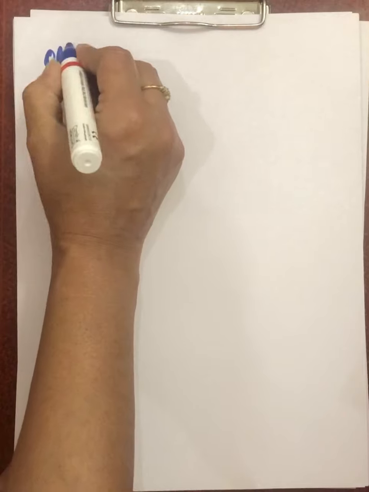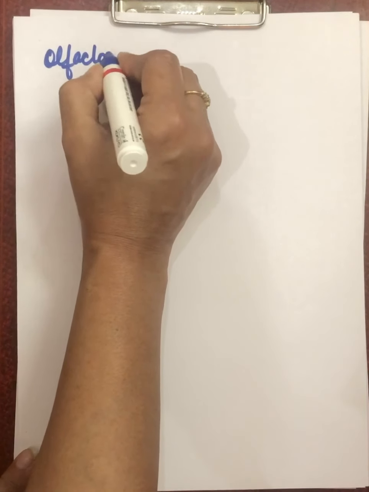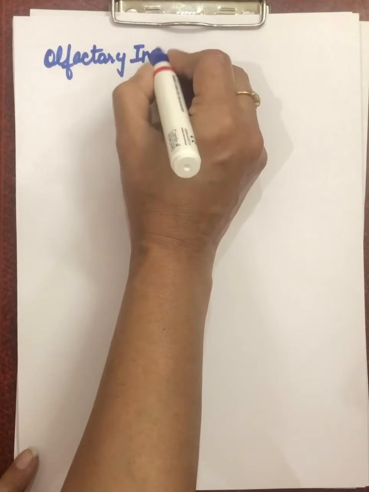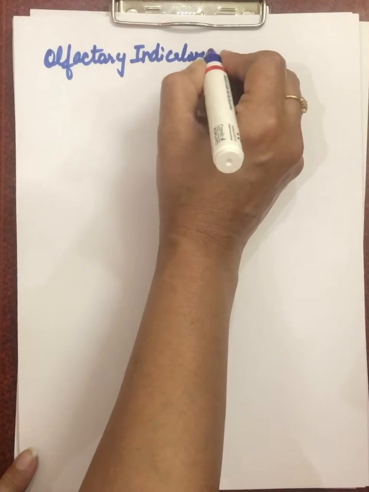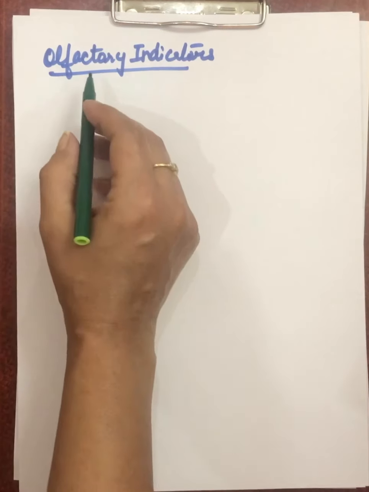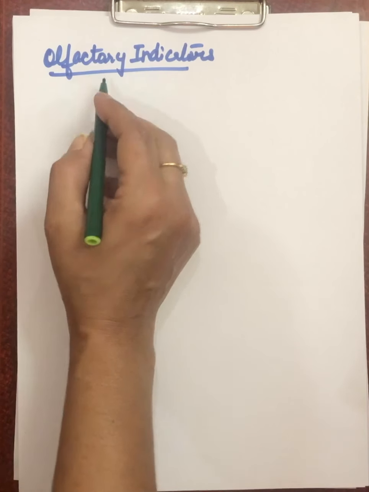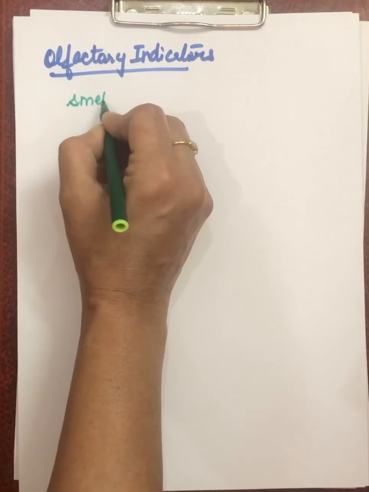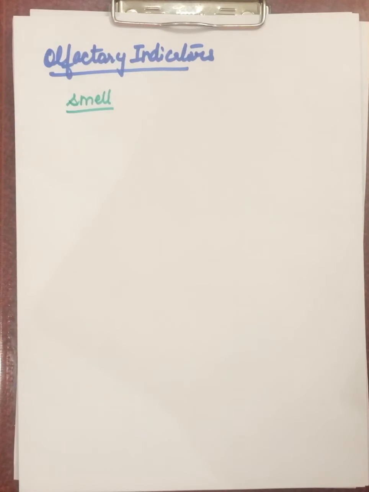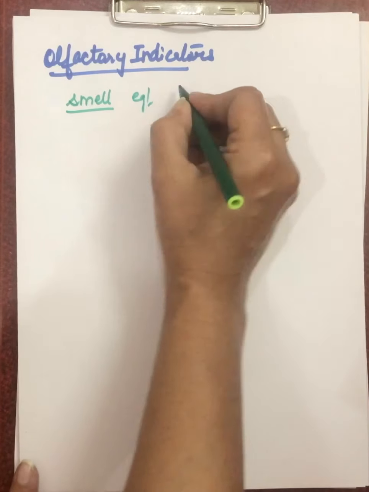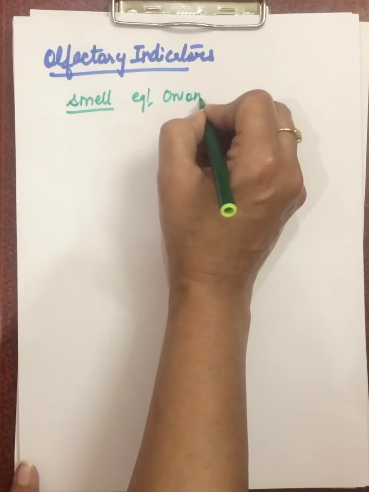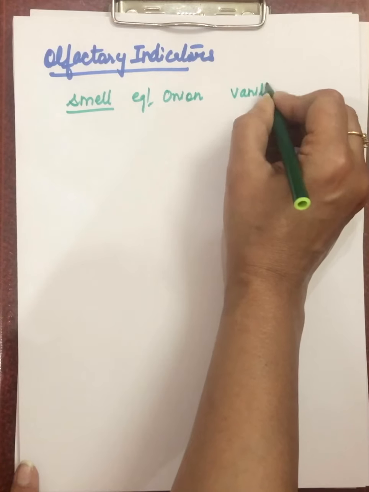Now apart from these, we have one more type of indicators. These indicators are called olfactory indicators. Olfactory indicators means the substances which indicate whether the given solution is acidic or basic by changing the smell. Instead of color, the smell will change when we use olfactory indicators. Examples of olfactory indicators are onion juice and vanilla essence.